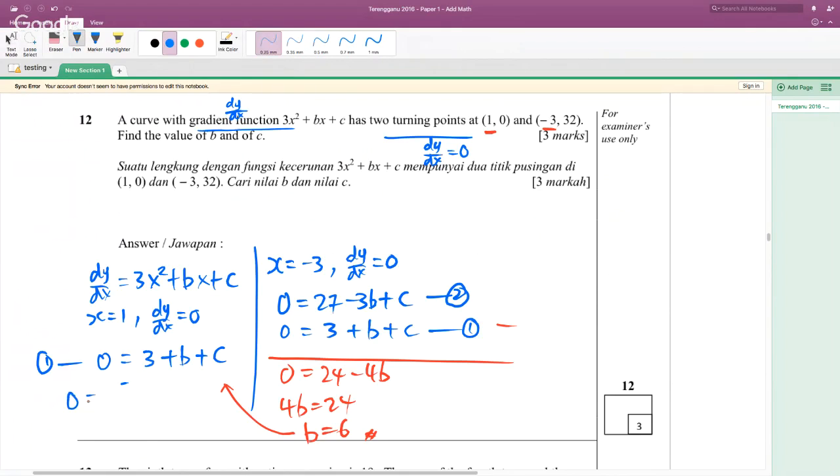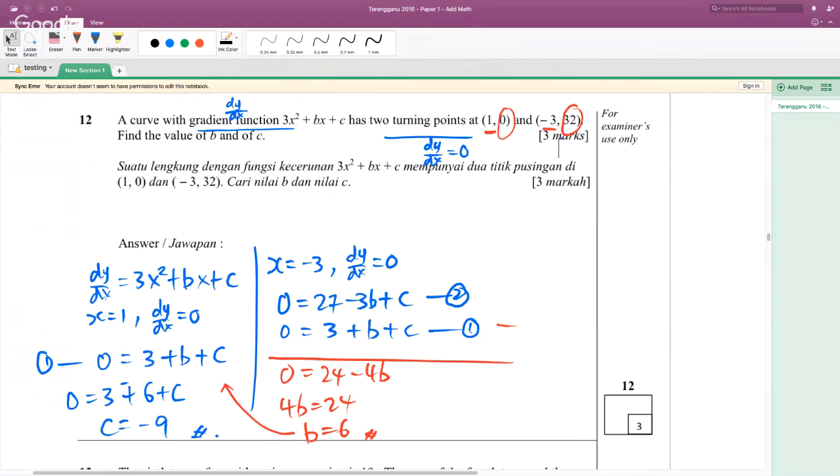So 0 equals 3 plus 6 plus c. c just equals -9. All right, just that easy. So you will find out that in this whole part, I never used the value of y. So I always tell the students that y is not so important for dy/dx.